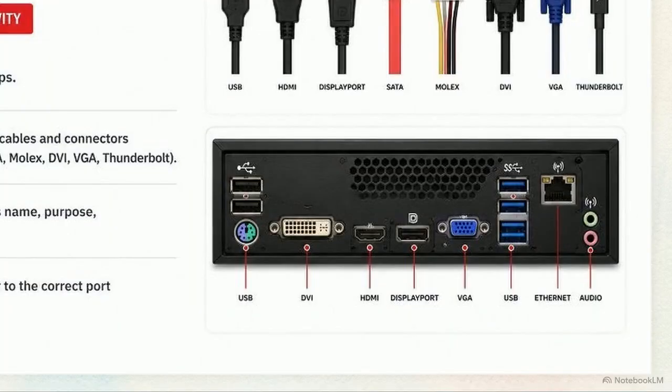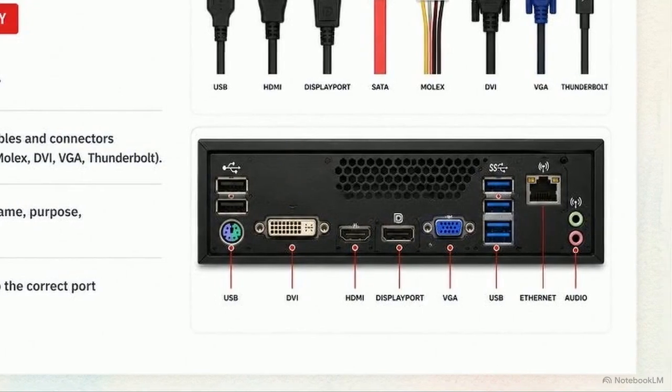On this motherboard, we can identify every interface. We see legacy DVI and VGA ports alongside modern HDMI and DisplayPort. Moving right, black USB ports indicate 2.0 speeds, while blue denotes 3.0. Finally, the Ethernet port sits above the analog audio jacks.